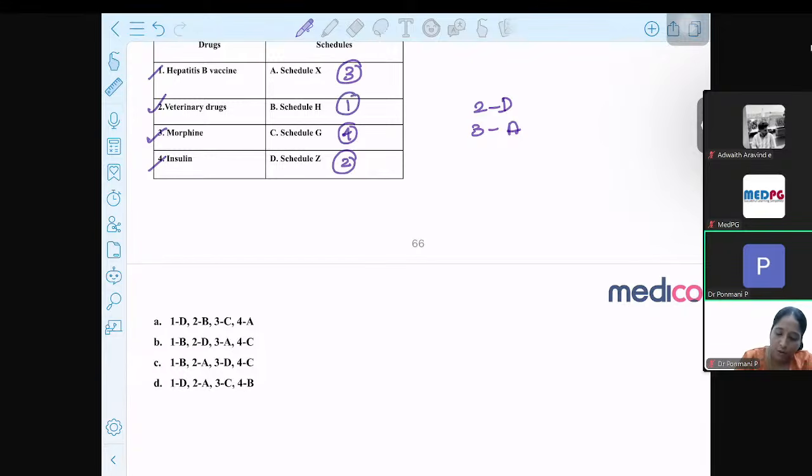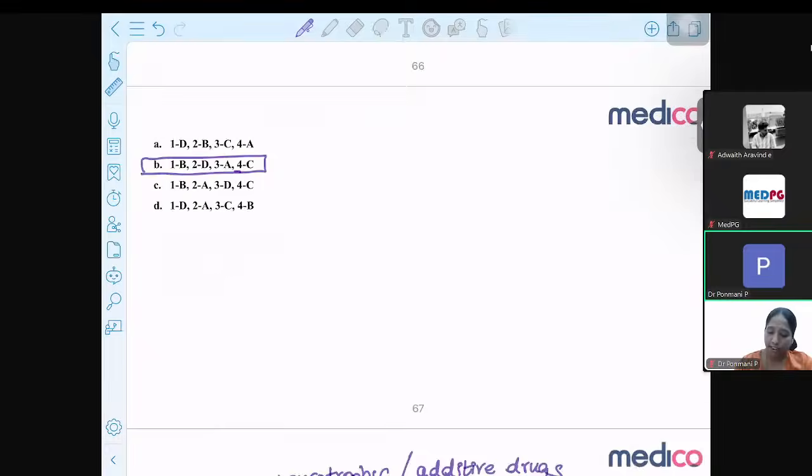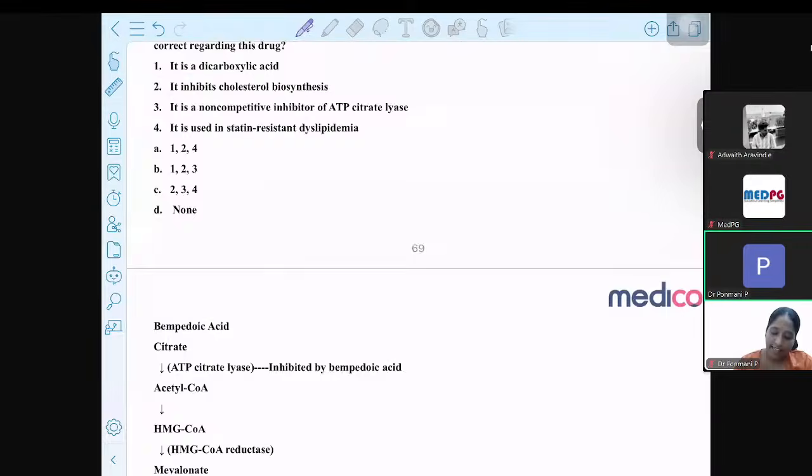Okay. So 1 stands for B, 2 stands for D, 3 stands for A, and 4 stands for C. So where do we have this? BDAC, it is option B. So this is the right option. Now coming to the next question.